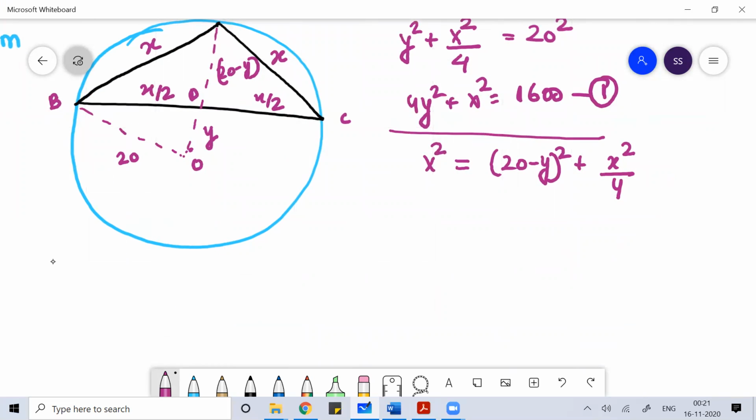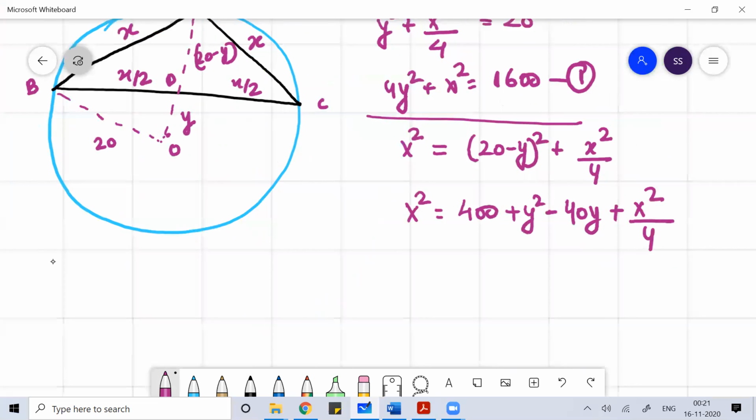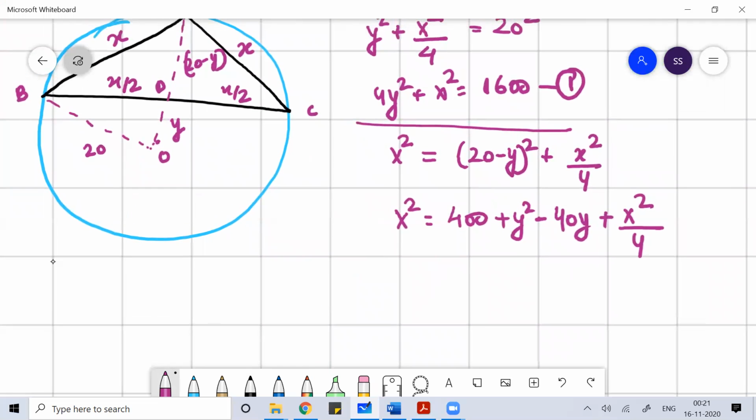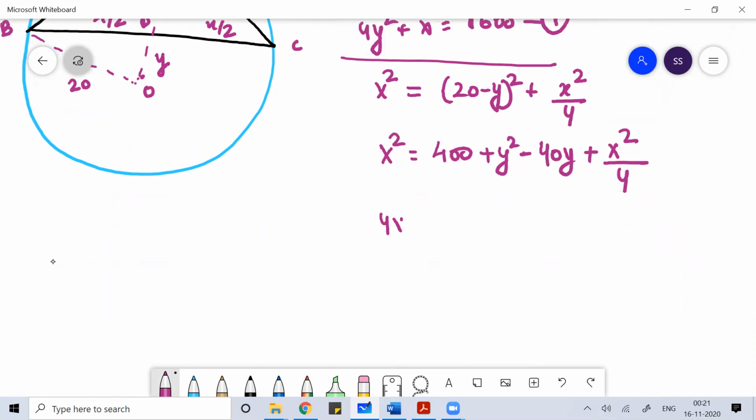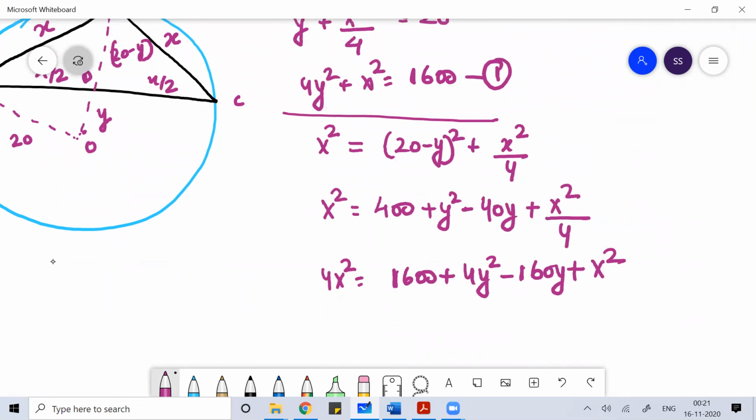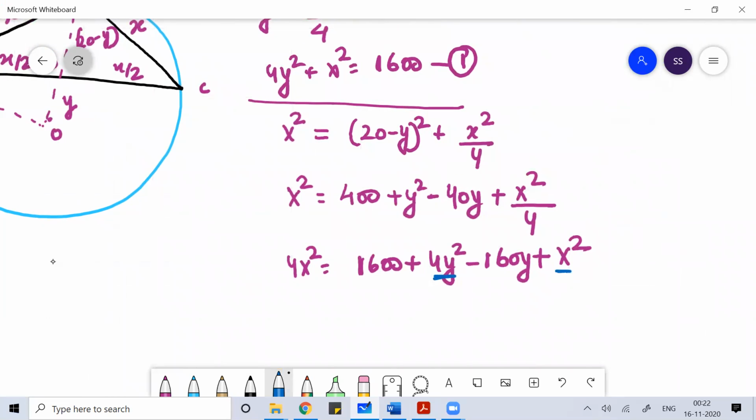So you know that x square is equal to 400 plus y square minus 40y plus x square by 4. So it means 4y square plus x square is given to you. So 4x square is equal to 1600 plus 4y square minus 160y plus x square. So divide by 4 to 4, already you got that side. Now you know that 4y square plus x square is 1600. So 4x square is equal to 1600 plus 1600 is 3200 minus 160y.